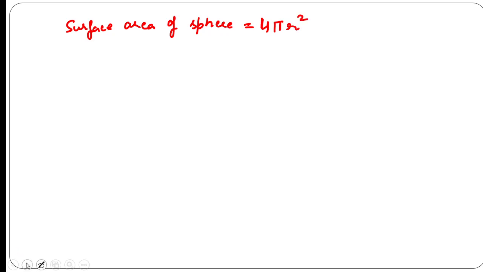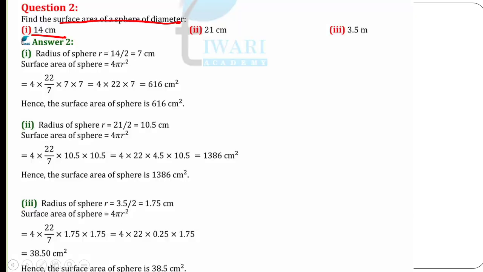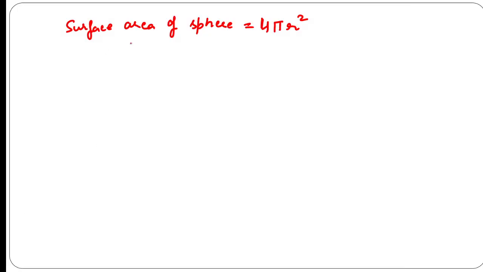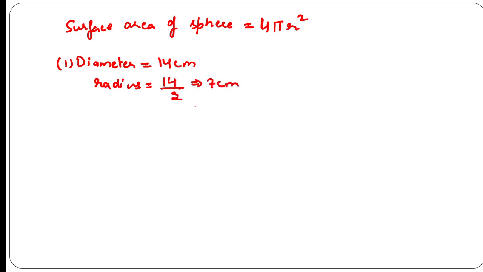So what is given here? Here the value of the diameter is given, that is 14 centimeter. It means the value of the radius is half of this diameter, so 14 divided by 2, that is 7 centimeter.